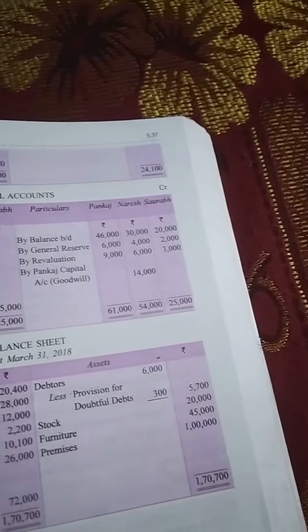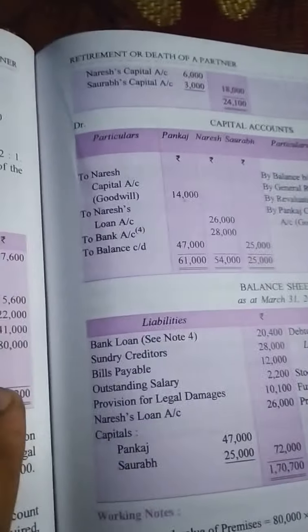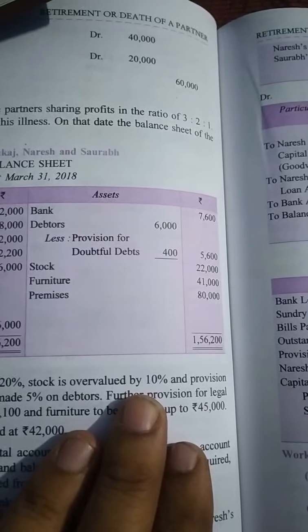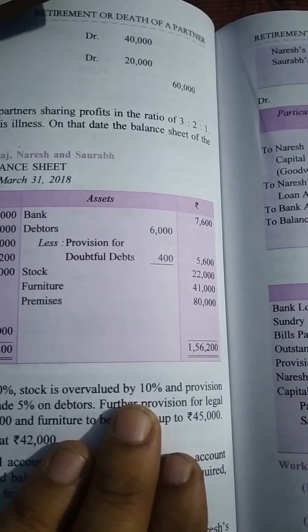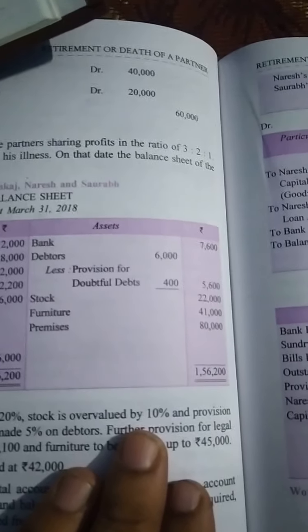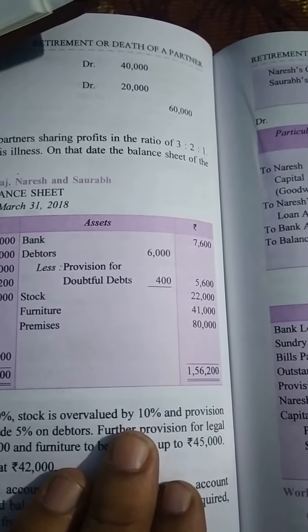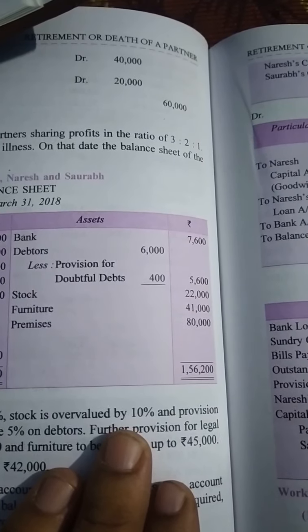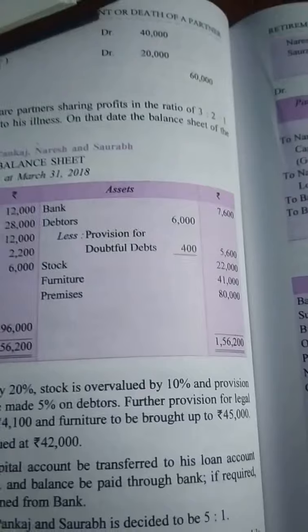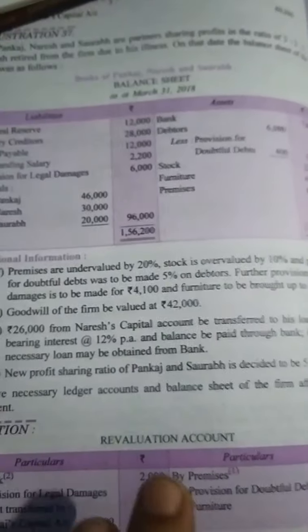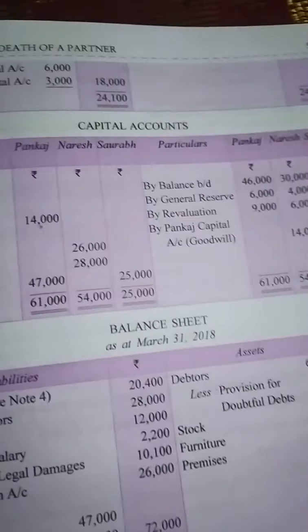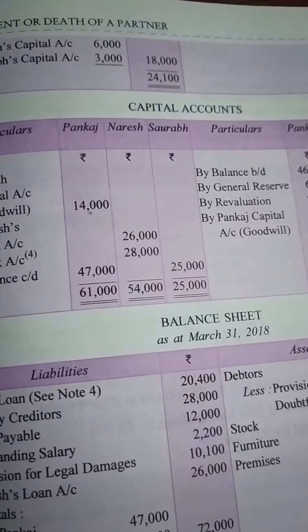Now see, the very first item on the asset side of the balance sheet is bank, that is 7,600 rupees. Just now, as well as in the adjustment, it is given that the balance amount was to be paid through bank, meaning 28,000 rupees was paid to him through cheque.